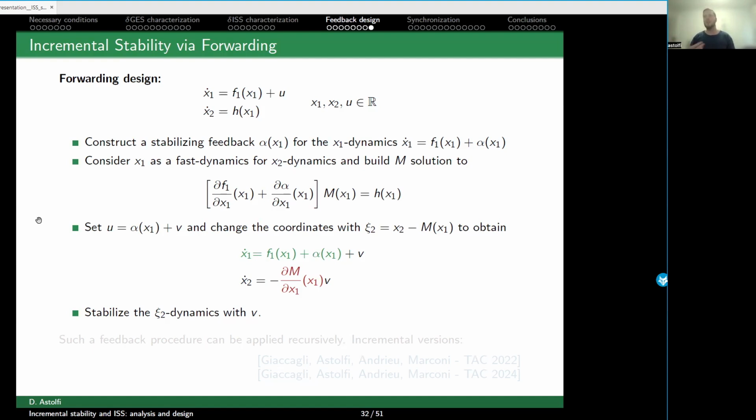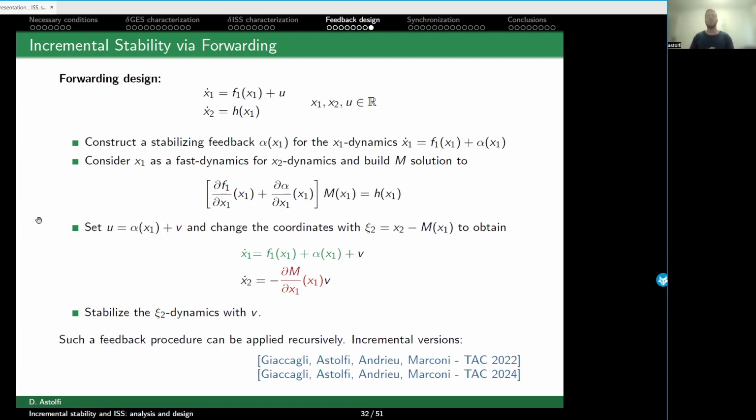Again, I will not spend so much time to talk about this because of time, but you can find recent works that dealt with this forwarding approach in the incremental setting and show how to make a cascade system of this form contractive via feedback.